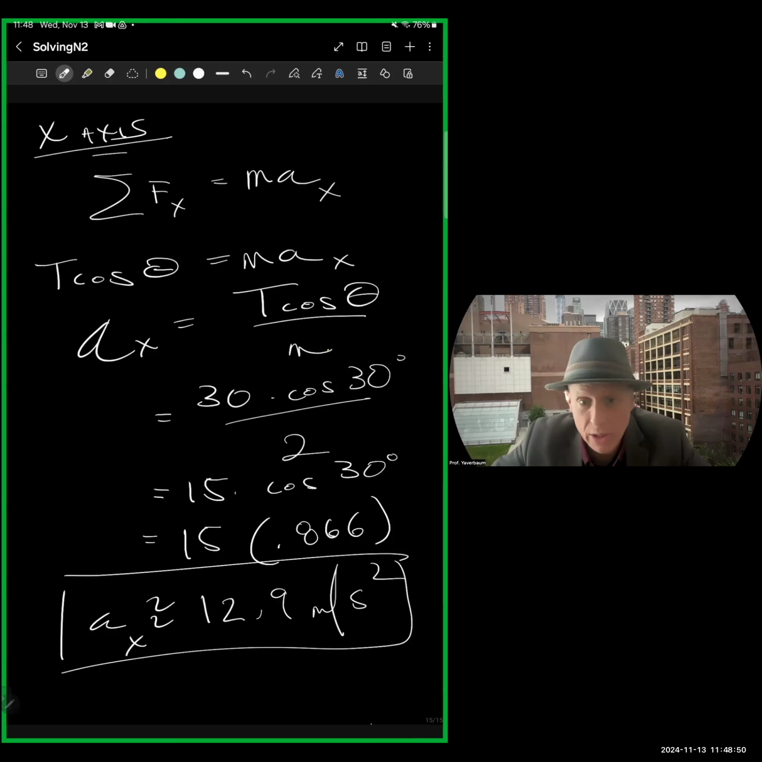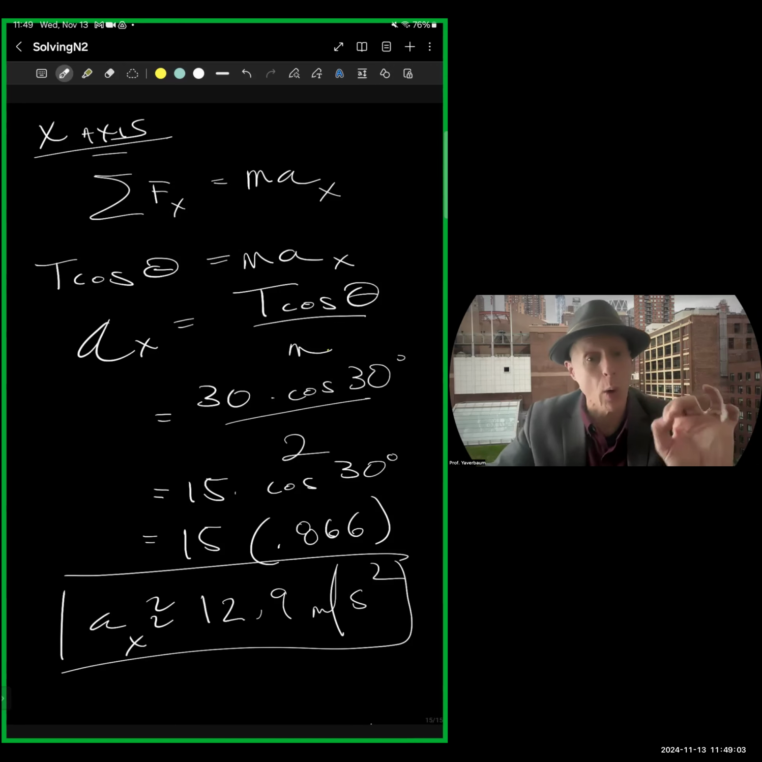Okay, so the acceleration along the x-axis here would be about 12.9 meters per second squared. Now, so okay, so that's just one example. I'm going to keep going. I mean, we have 15 minutes.